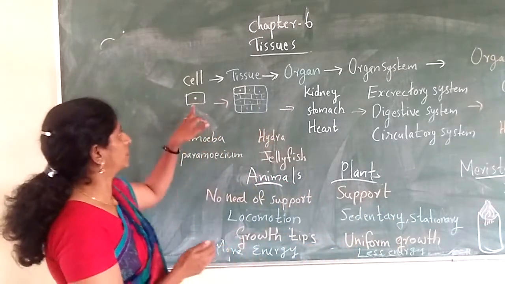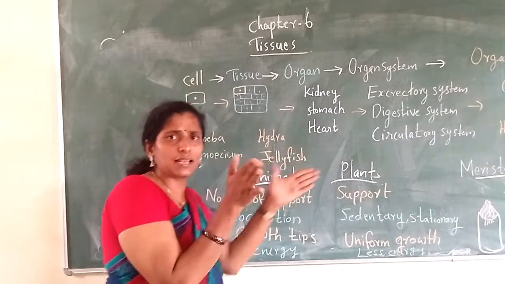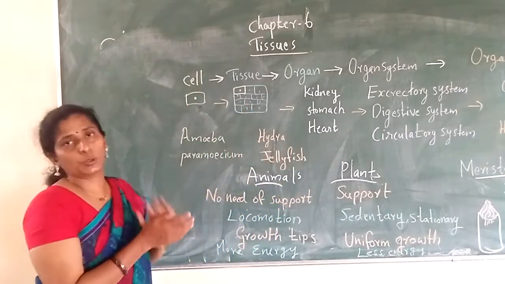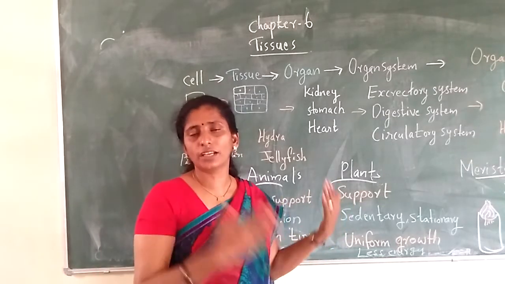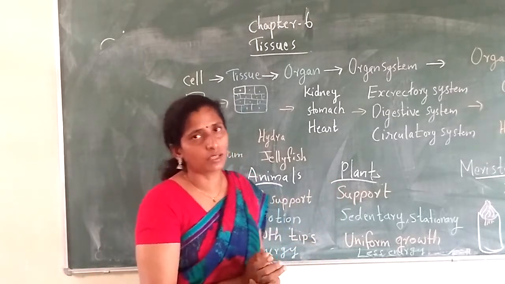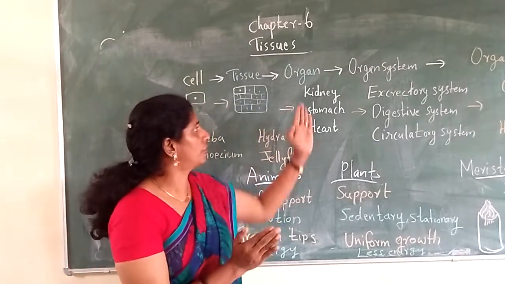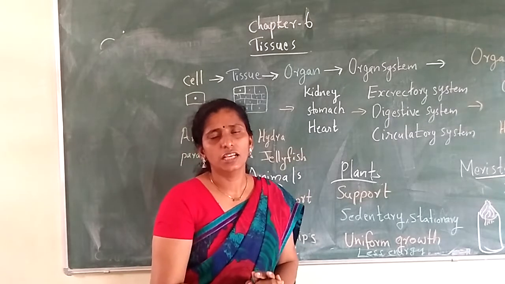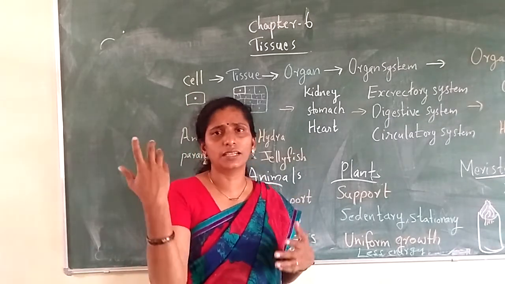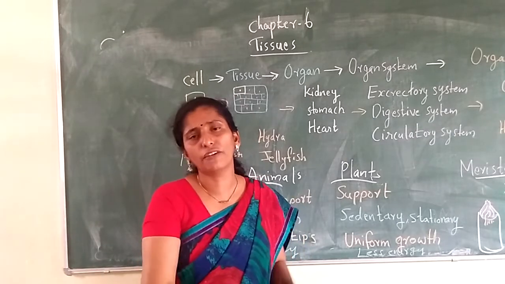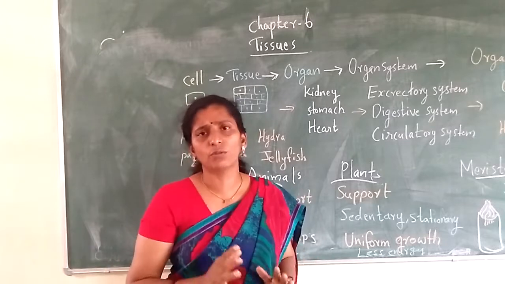We'll just discuss about that. The first one is what? Single cell. So if so many cells are combined, they form what? Tissue. So a tissue is nothing but a sheet of cells, or a combined form of cells. And like that, so many tissues are combined to form what? Our organs. Different organs are in our body: stomach, kidney, heart, lungs, eyes. These all are what? Organs.